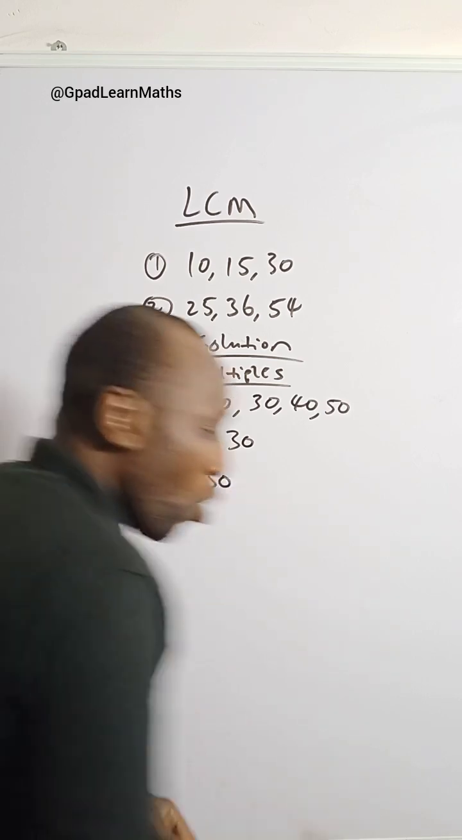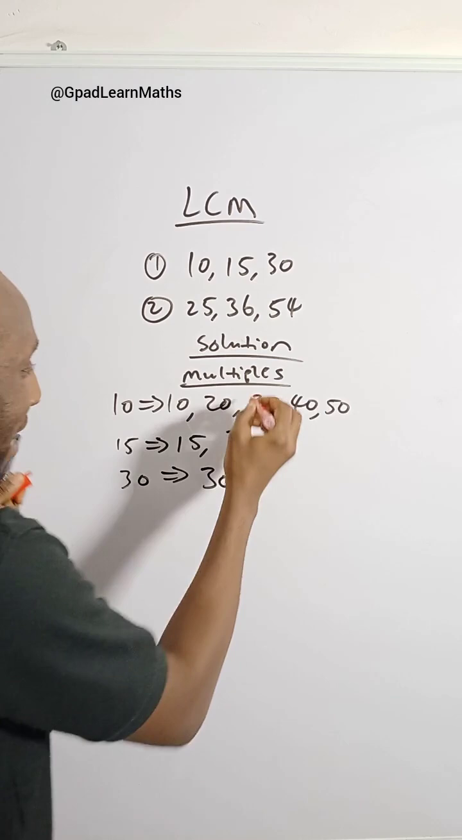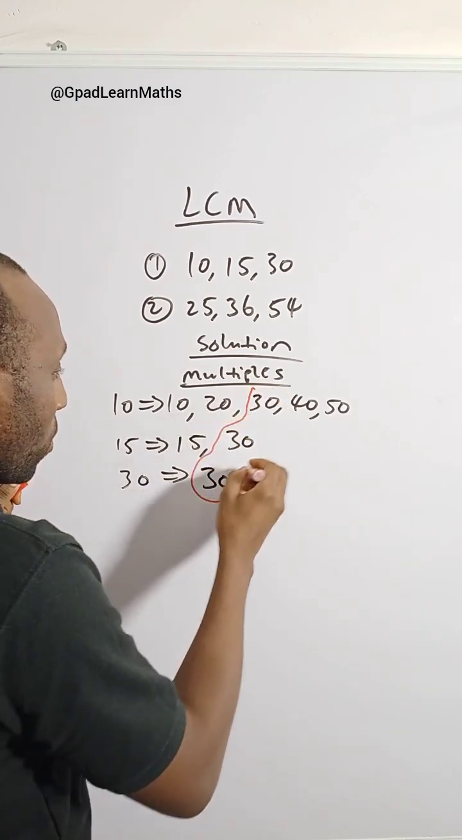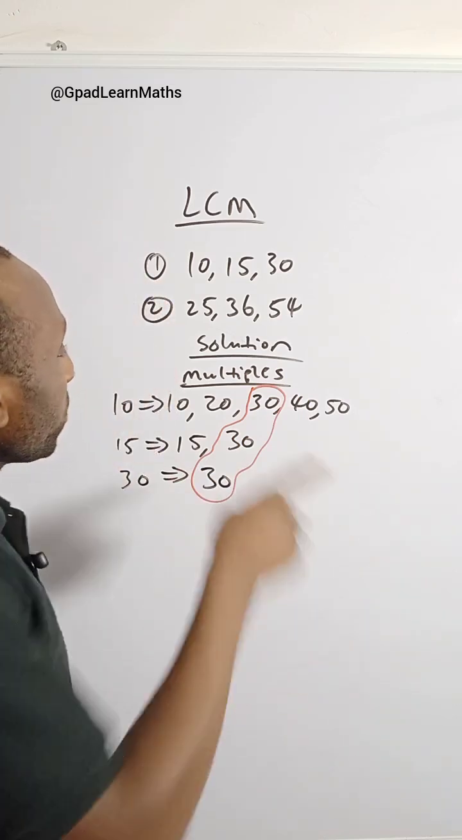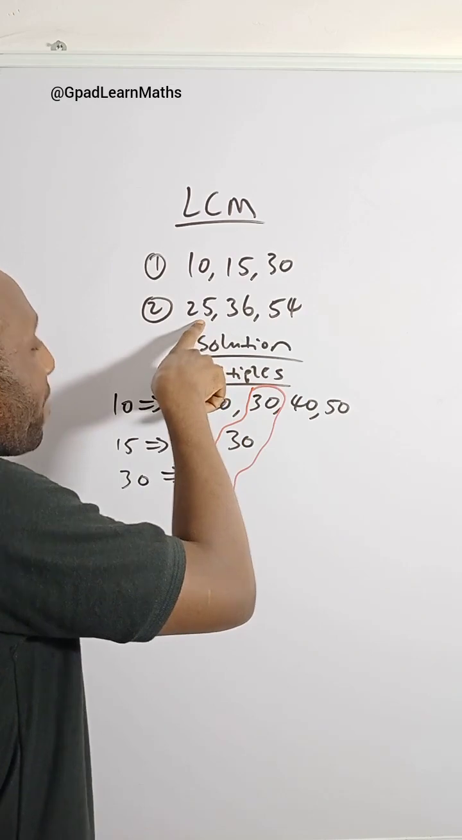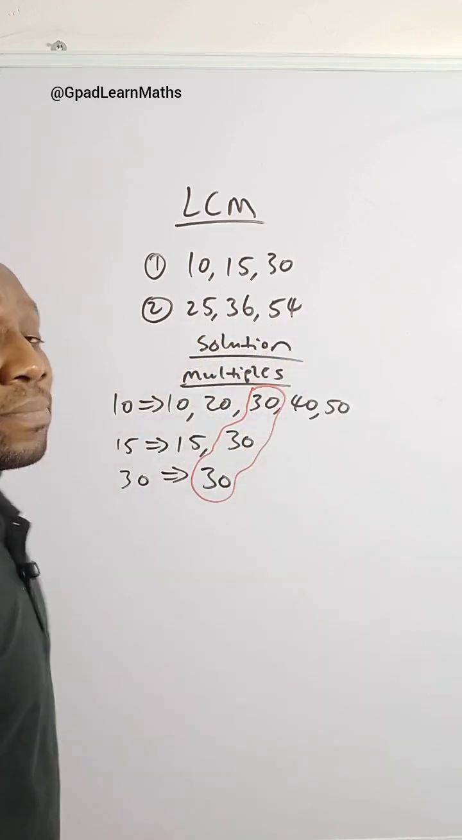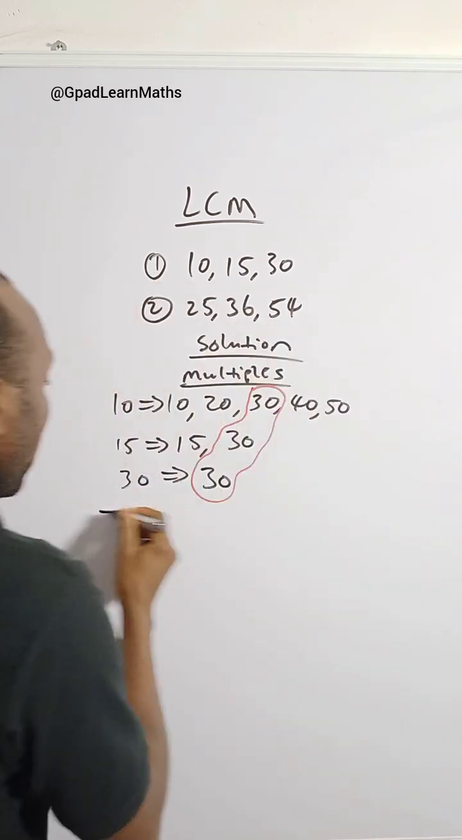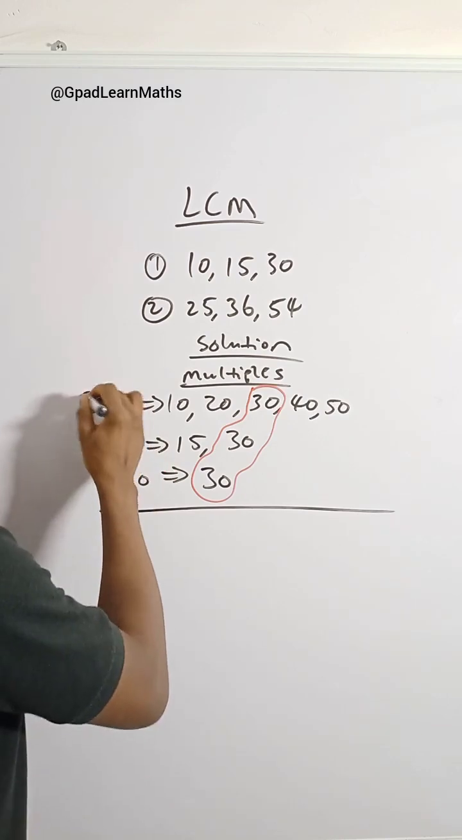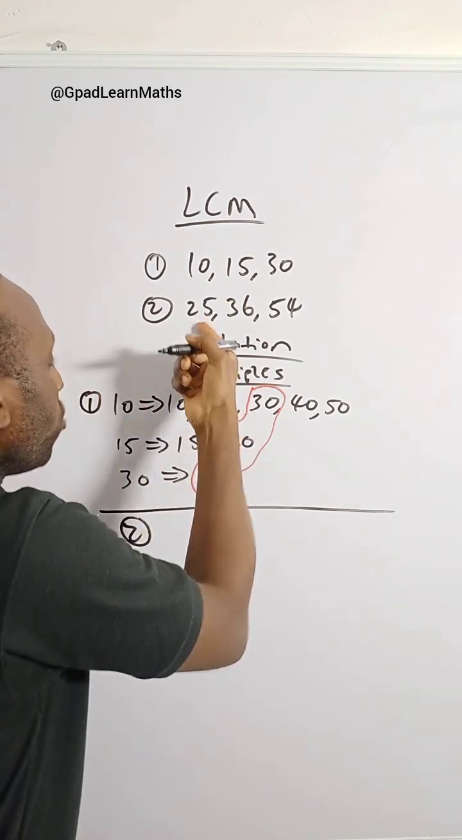Now, this is very cool and easy for us to identify the common multiple. But the problem now comes if you have a question where you are asked to find the LCM of 25, 36, and 54. So you see where this can have its limit.